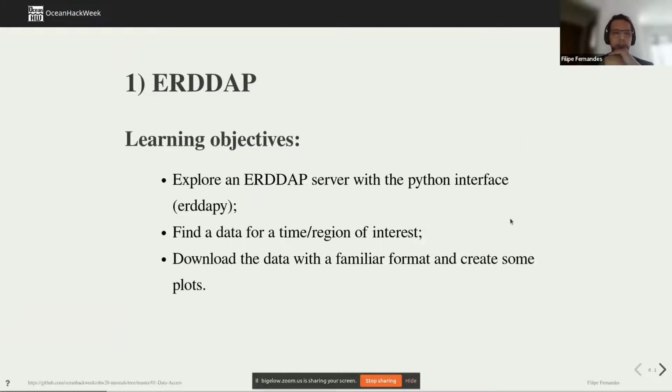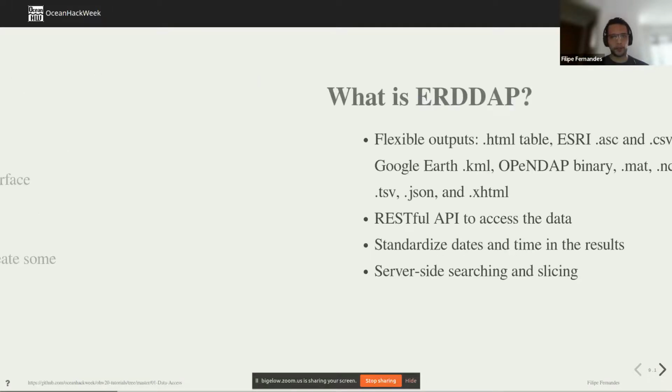All right, let's start. So ERDDAP. Our learning objectives here are to explore the ERDDAP server using the Python interface. I believe there is a Julia interface now. You can use the web interface. There is an R interface. So there are many ways you can access ERDDAP. Pretty much we're going to find a time and a region of interest, download the data for that area and that time, and create some plots.